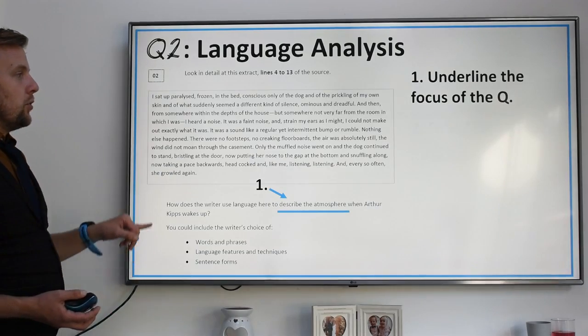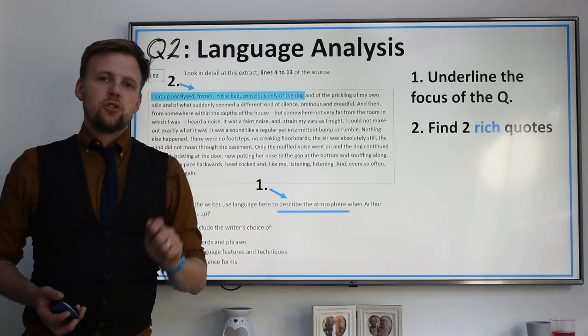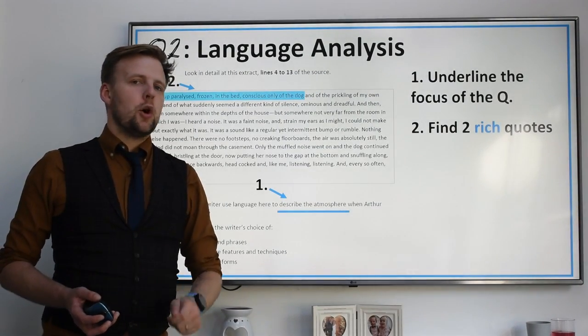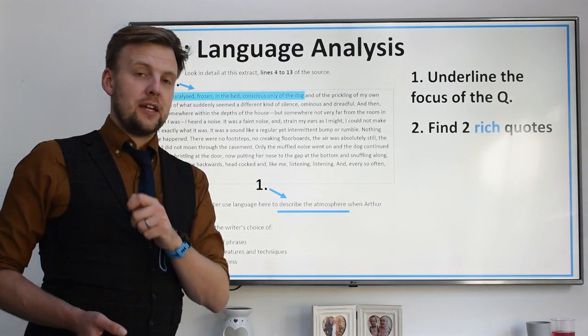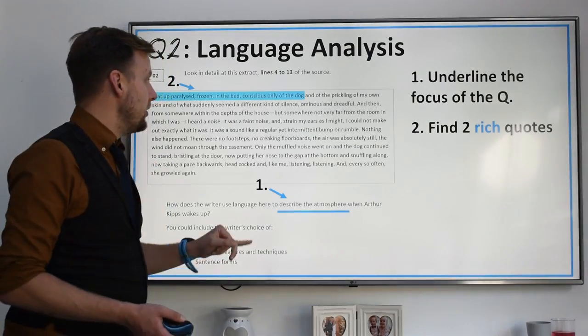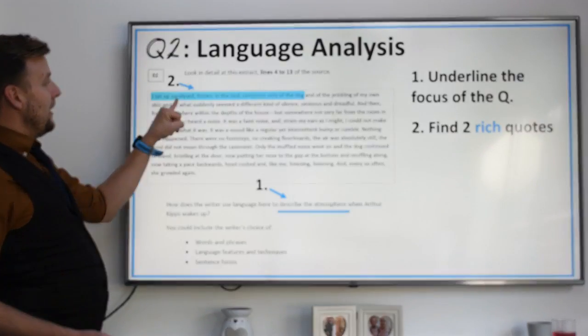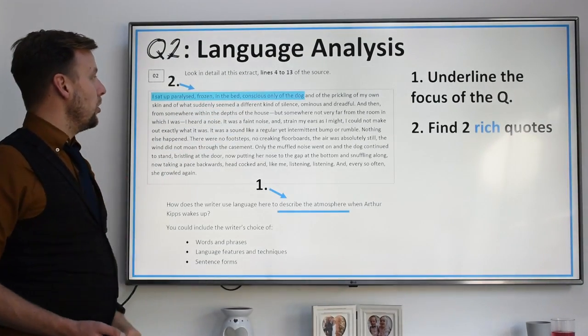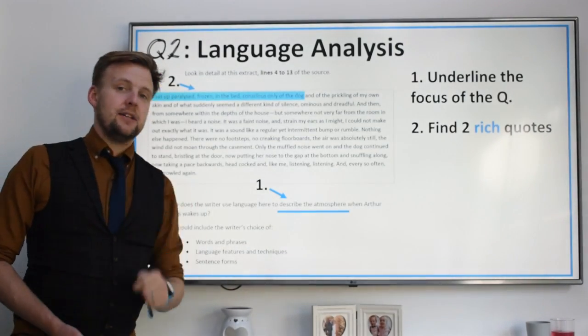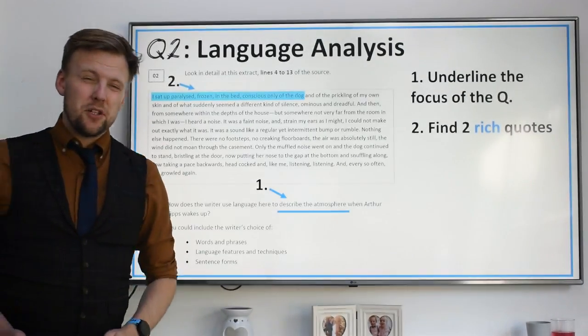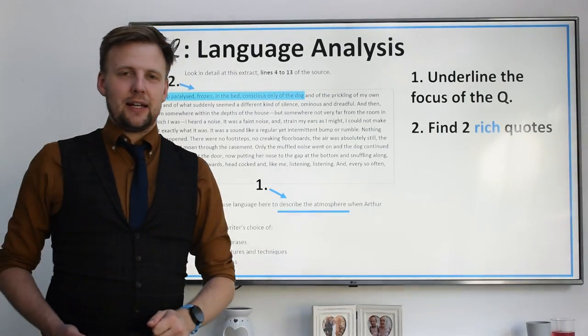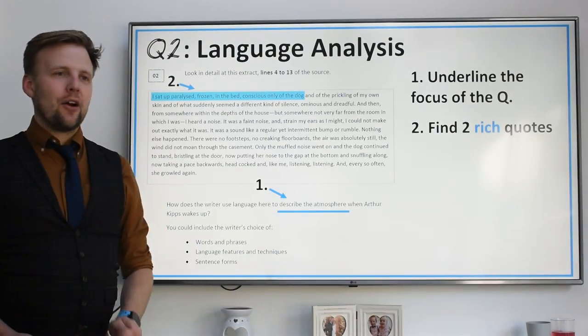Second of all, you now need to find your rich quotes. Don't spend hours trying to find quotes that no one else will say. Your marks are not for that. Your marks are for the quality of the analysis. Okay? So, I'm reading. "I sat up paralysed, frozen in the bed, conscious only of the dog." Well, I'm having that. That is a rich quote, and I don't care if it's the first one I see. I'm going to absolutely obliterate my analysis for that, layer upon layer upon layer.